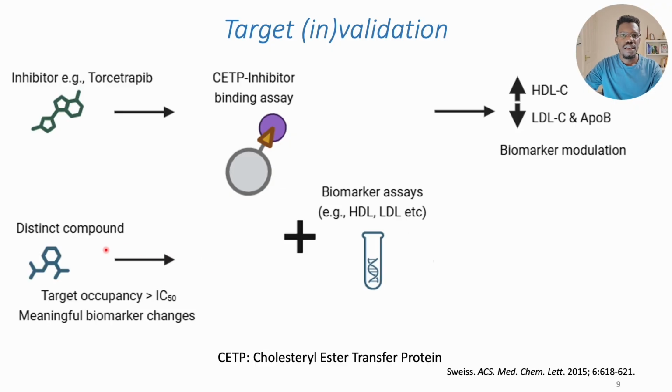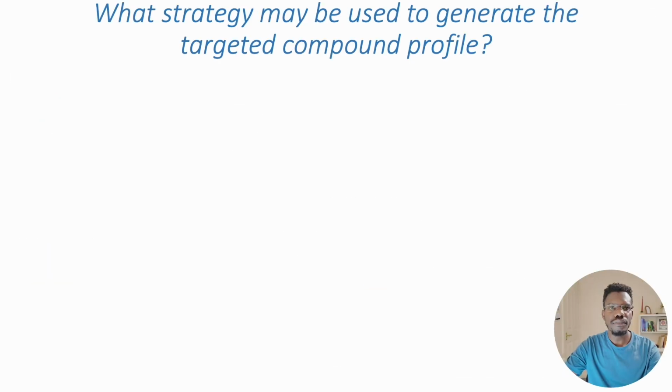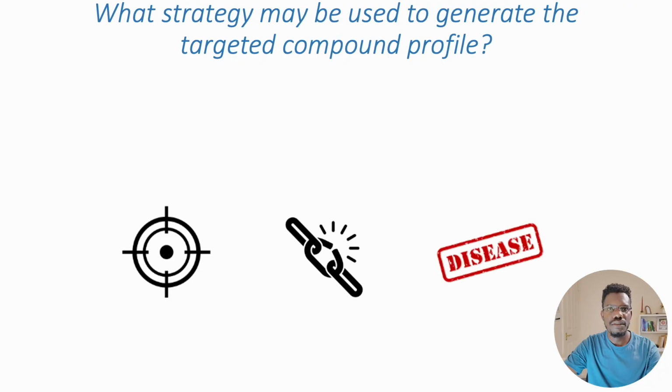Conversely, if a chemically distinct compound achieves adequate target occupancy and biomarker modulation but fails to demonstrate efficacy, this provides evidence against the target and could have invalidated CETP as a therapeutic strategy. Therefore, our goal is not simply to modulate a target or alter a biomarker. Rather, we seek compelling evidence that links the target directly to the disease process. A robust understanding of the target's biological role helps define the minimum pharmacological properties that candidate compounds must achieve within the TCP.